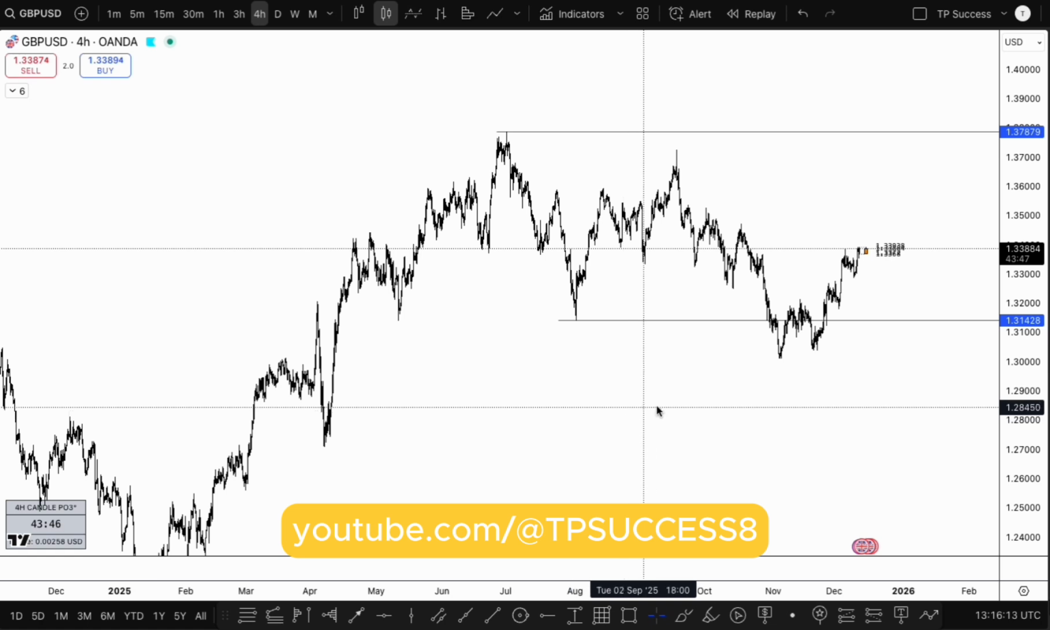And I'm also looking at this level down here, which is 1.31428. Now, as we can see, we had price close below this level right here, which basically tells me that price has a higher probability of coming back down, revisiting this zone again to create a new lower low. This is the mindset I'm going off.